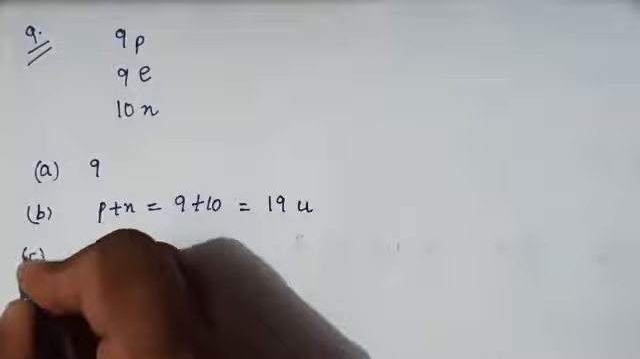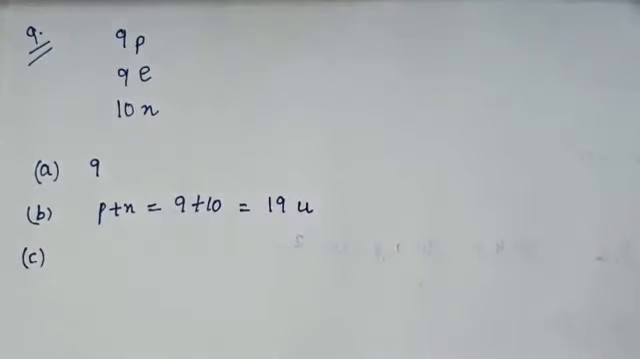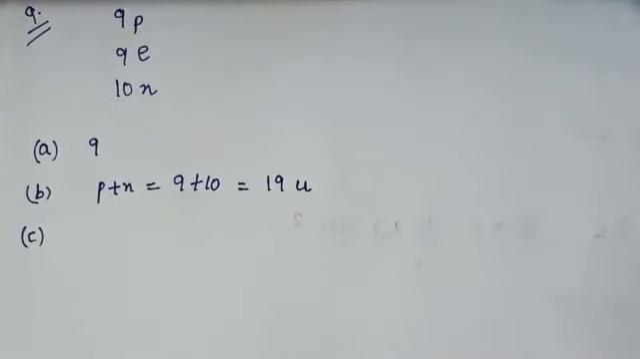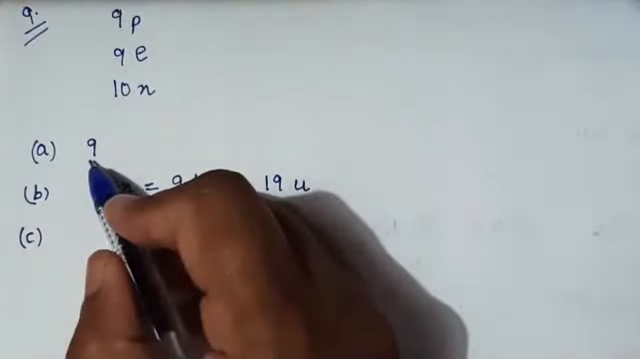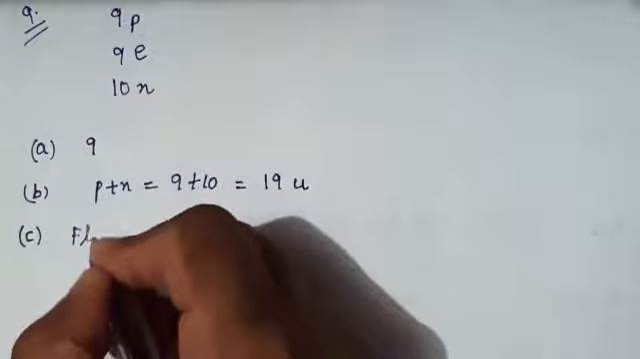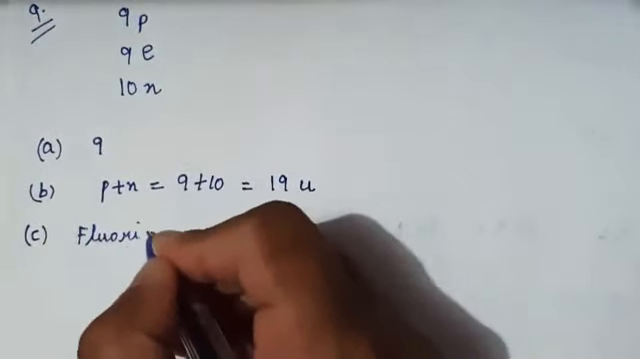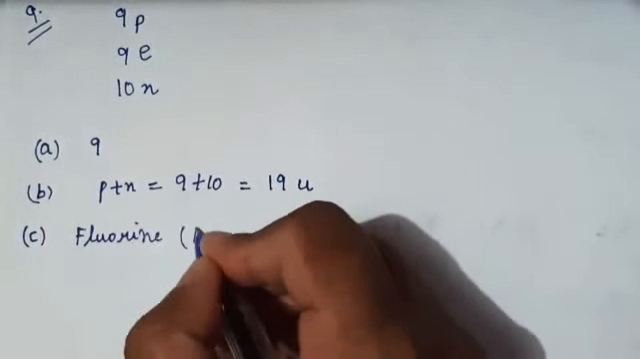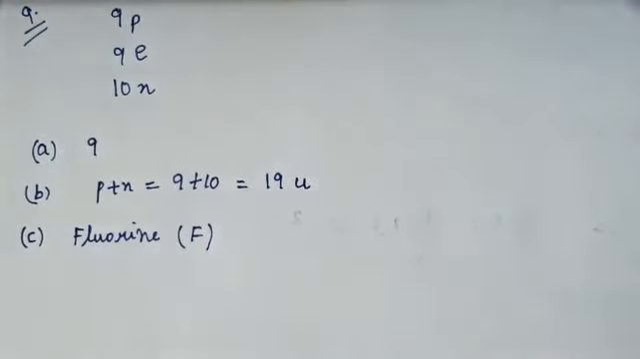Coming to C part, name the element. You have to write what is the name of the element with atomic number 9. It is fluorine. The atomic number 9 is fluorine, represented by symbol F.